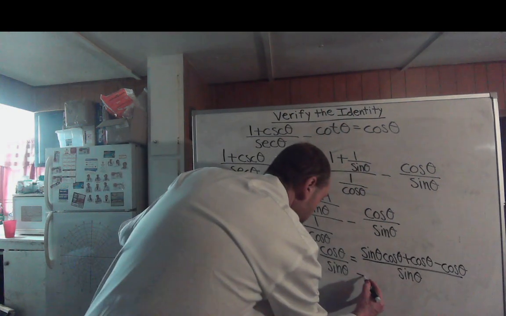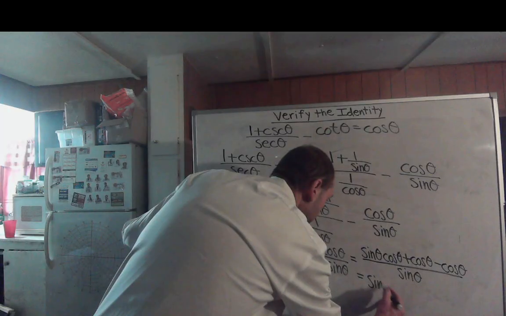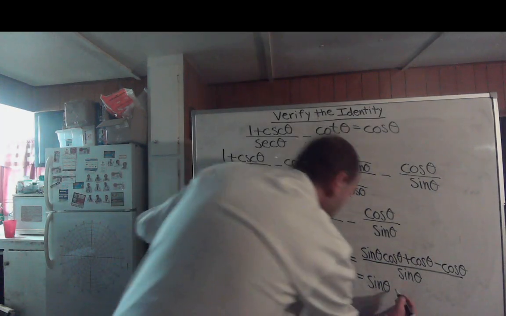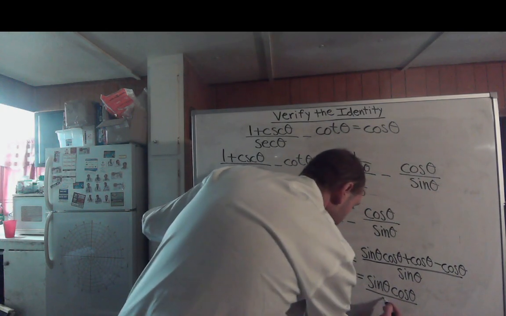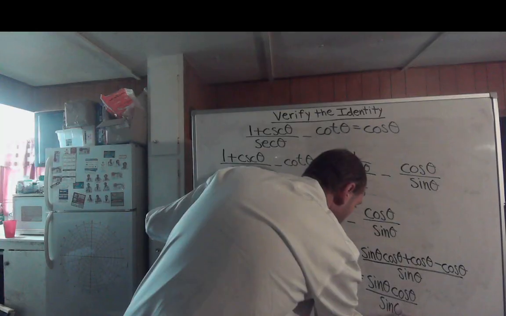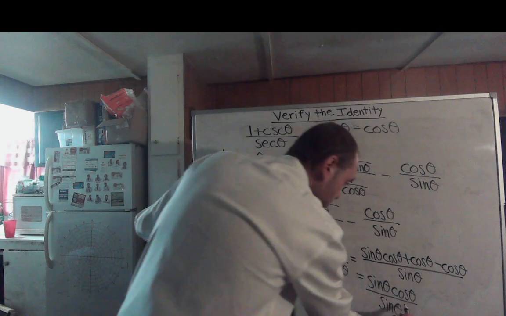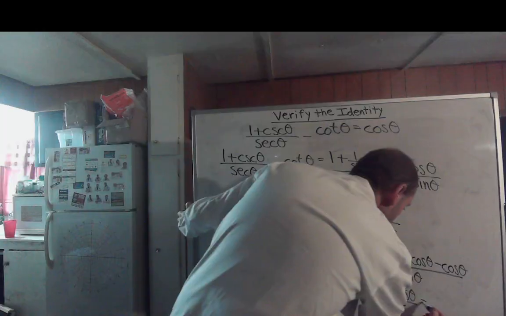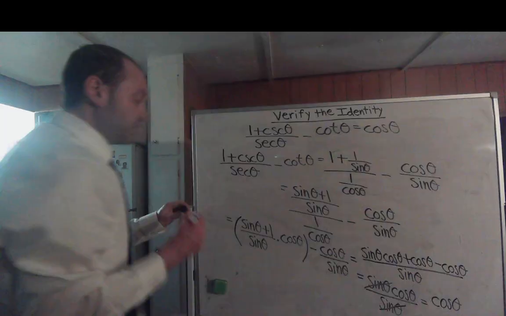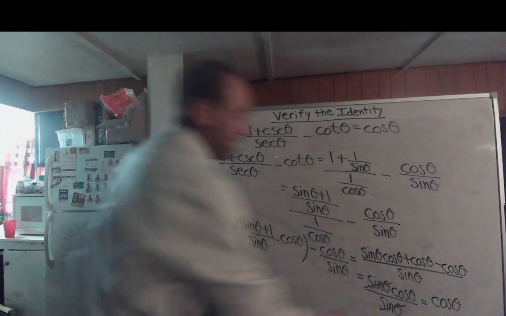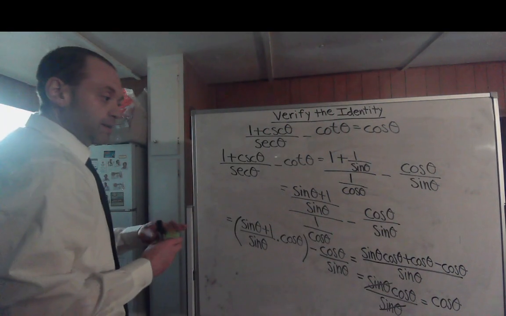Well, cosine minus cosine cancels out. You'll end up getting the sine of theta cosine of theta all over the sine of theta. Well, the sines cancel out between numerator and denominator. You're just left with the cosine of theta. So that one did in fact simplify down to the cosine of theta.